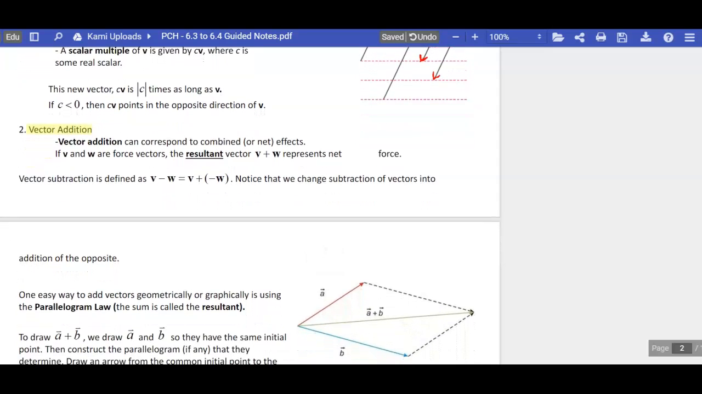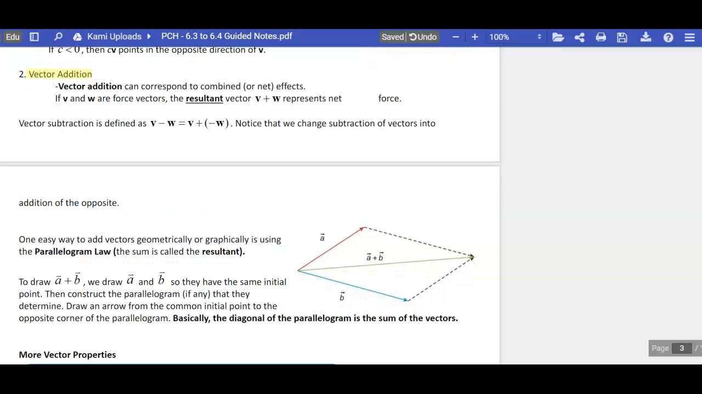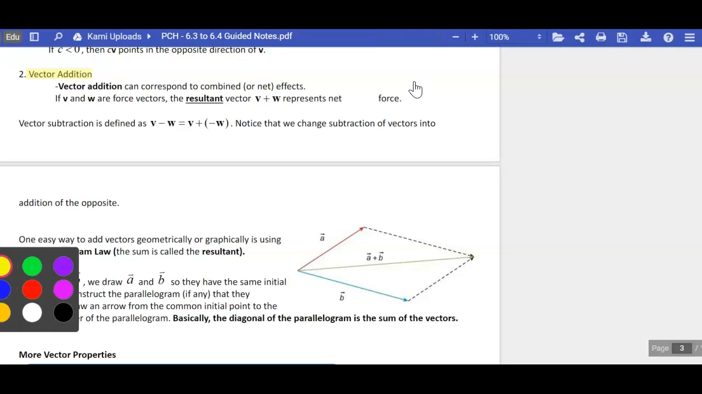And then for vector addition, it can correspond to combined or net effects. So if v and w are force vectors, you may have learned about that in physics, so this is directly related to that. When I say the resultant, and you see this in the directions of a problem, it's important that you understand what that word means. The resultant is basically the addition of two vectors. When I add these two forces together, what is the result of those vectors being added together? The resultant of vector v plus w represents the net force.